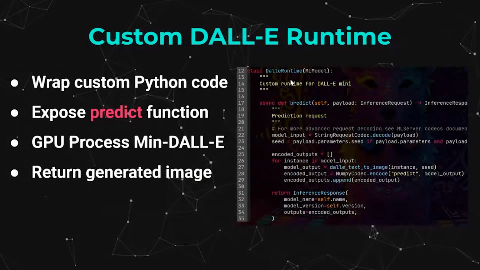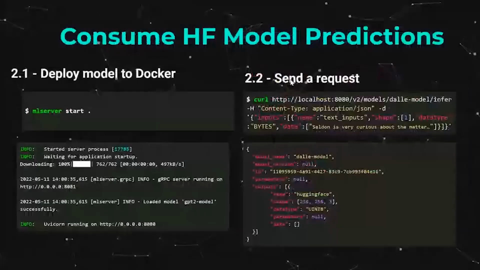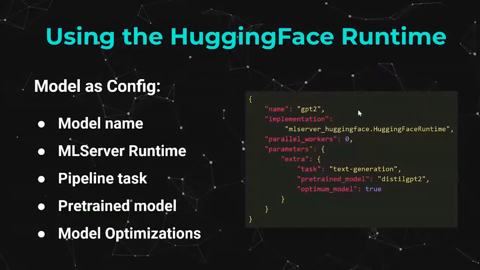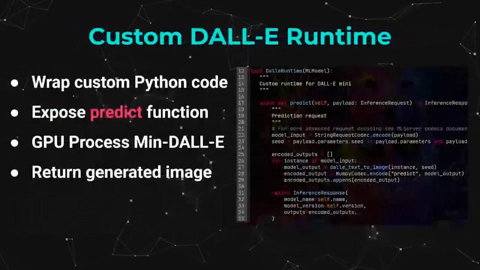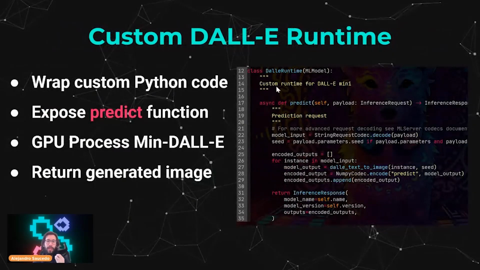Now, let's go to the second part. Instead of actually using a prepackaged runtime, an existing runtime, for the DALL-E model, we're going to create our own Python class. And this is how you create your custom runtime. And in this case, the only thing that you have to do for a custom runtime is a Python class with a predict function, right?